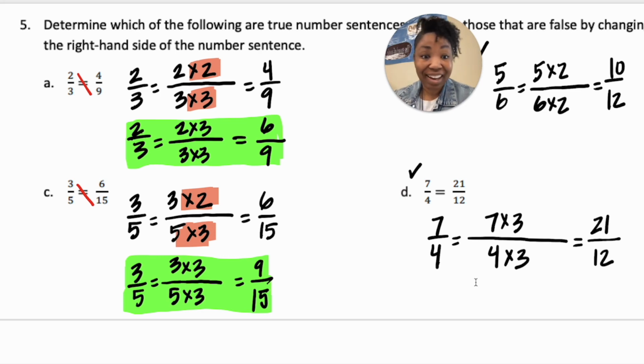All right, that is the homework for Lesson 8 in Module 5. Thanks so much for watching. Hopefully you have a better understanding of equivalent fractions with this lesson.